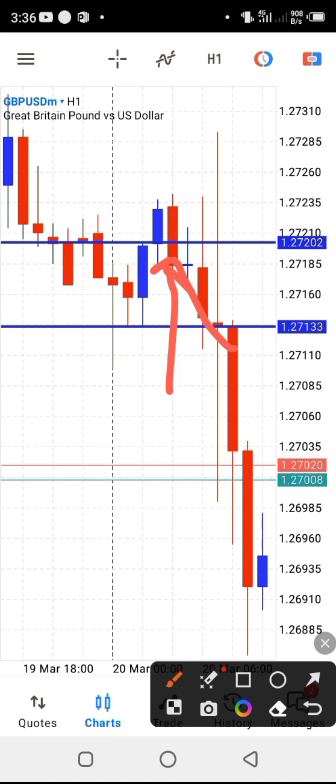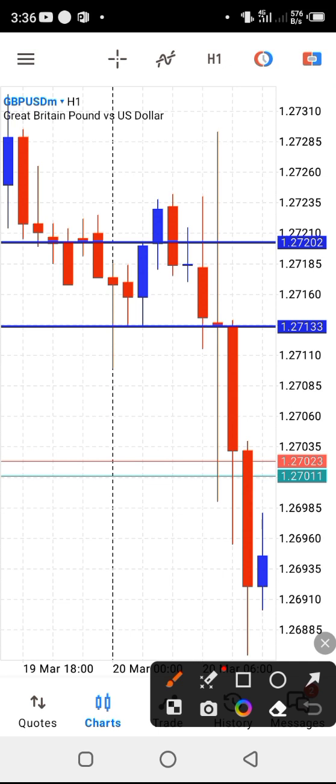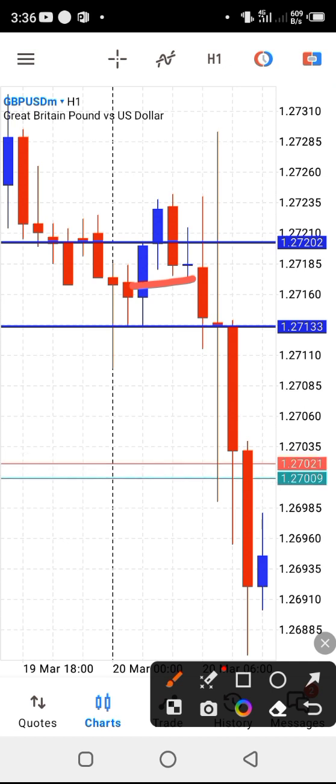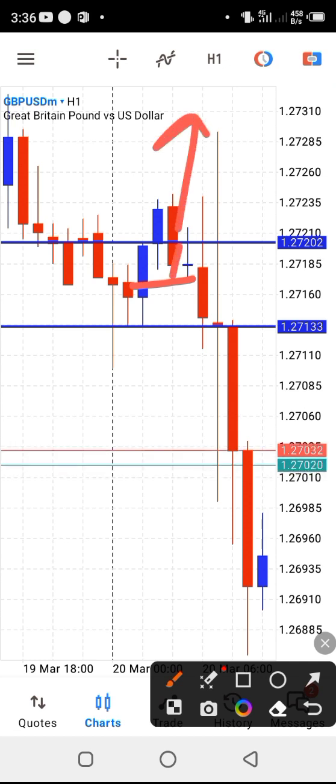Now, as it is coming up, just about a peep above that level, you have to buy. Just about a peep above the level, you enter a buy trade. And then do what? You place your stop loss just below the swing low of that candle, and then you target a 1 to 2 risk to reward ratio. Whatever your risk is here, you target 2 times of it here.